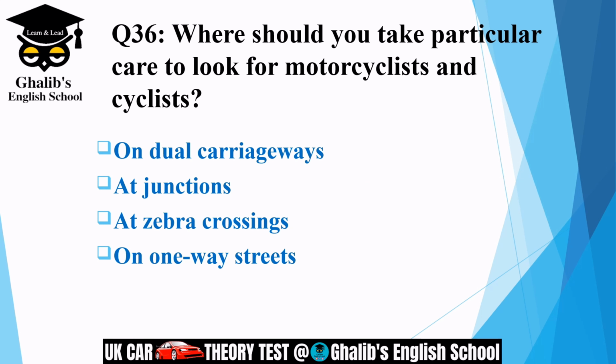Question 36. Where would you take particular care to look for motorcyclists and cyclists? On a dual carriageway, at junctions, at zebra crossings, on a one-way street. The correct option is at junctions. You need to be very careful.